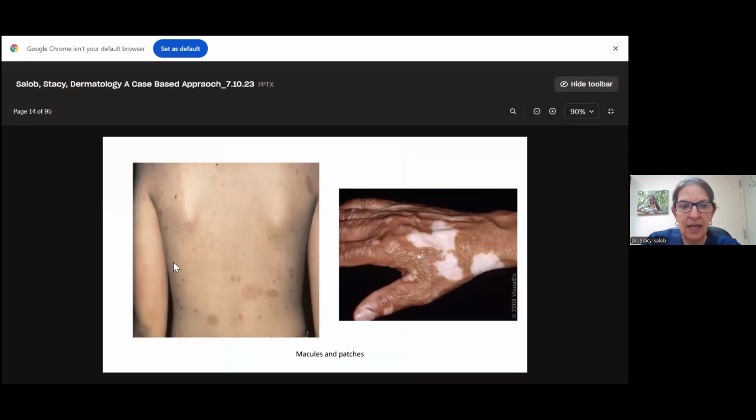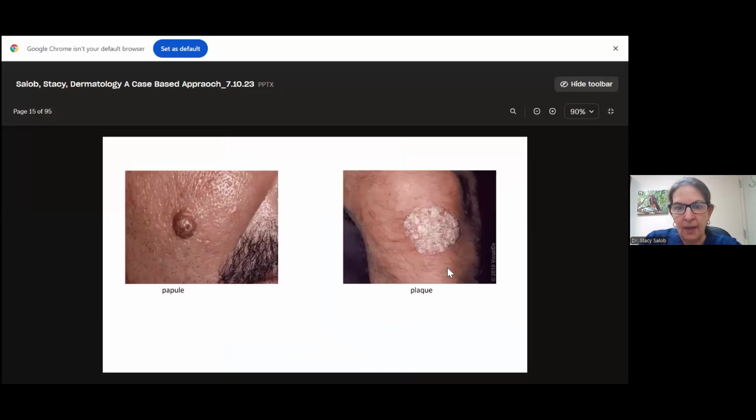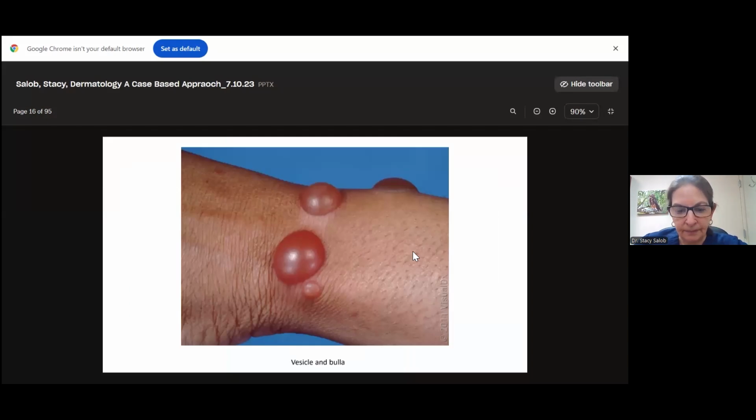Some more examples on the left. This is neurofibromatosis with the cafe au lait patches. So you see smaller macules and patches. On the right is vitiligo. On the left is a dermal nevus, an elevated dome-shaped papule. On the right is a plaque of psoriasis, a very well circumscribed erythematous plaque with whitish or silvery scale.